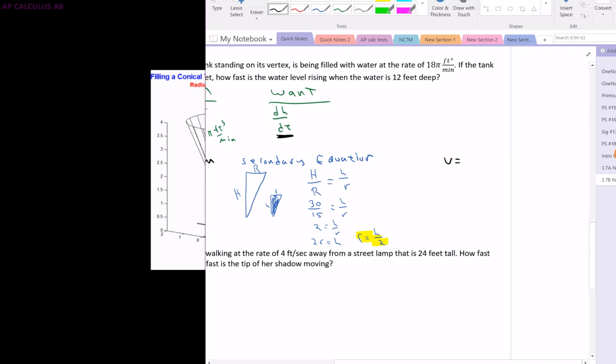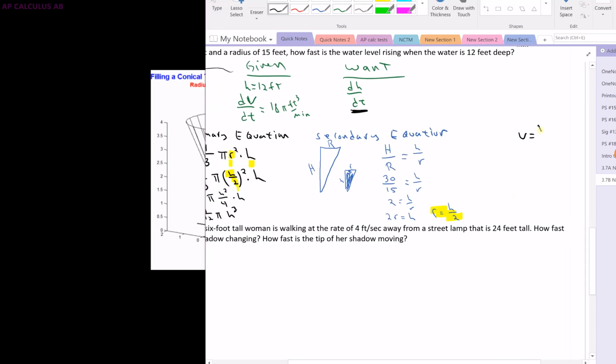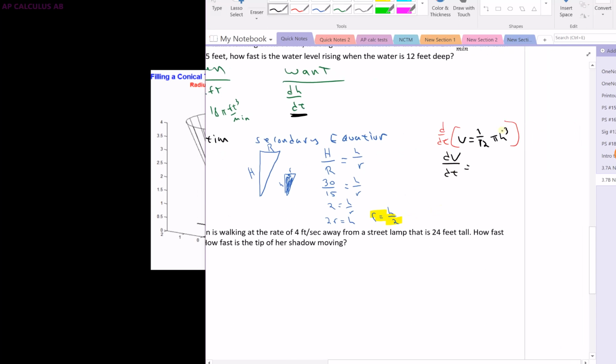Let's go, volume equals 1/12 pi h cubed, and we're going to take the derivative of this with respect to t, right? We want to find the rate of change with respect to t. This is going to give us dV/dt equals, this is a power rule problem, right? This 3 needs to come down. 3/12 pi h squared, right? Subtract 1, times the derivative of h with respect to t, the derivative inside with respect to t. And we get this, and then we can plug in the things that we know.